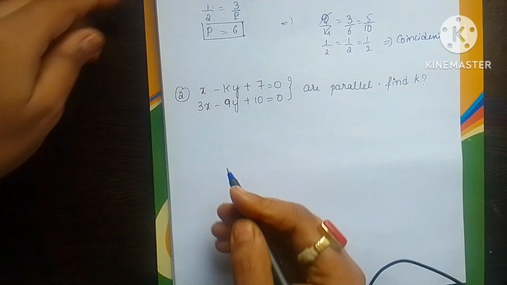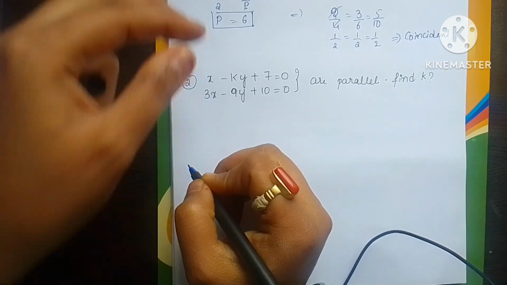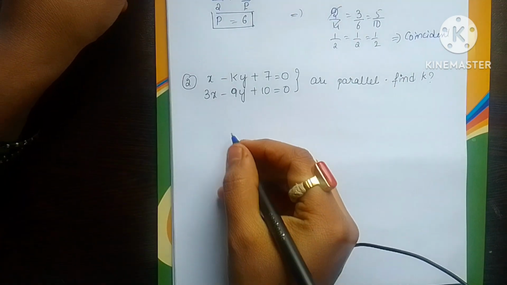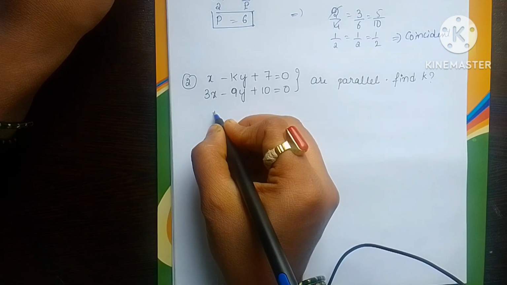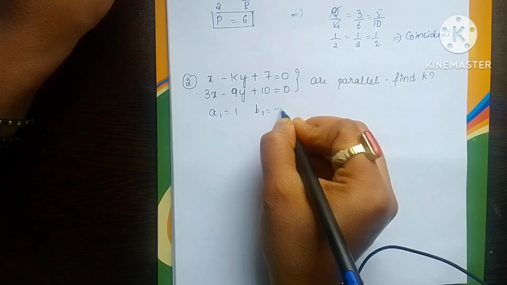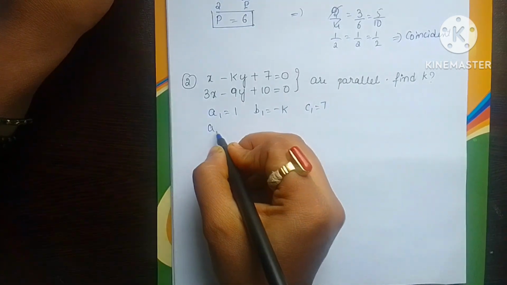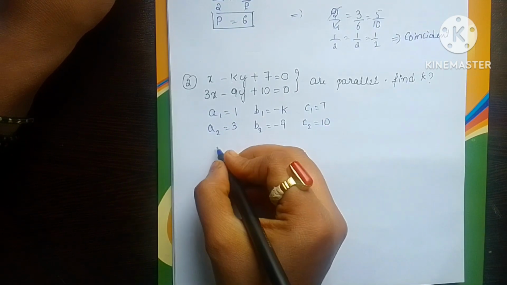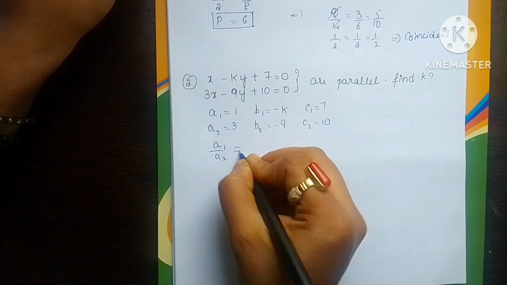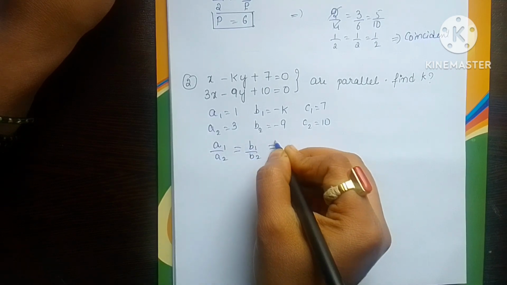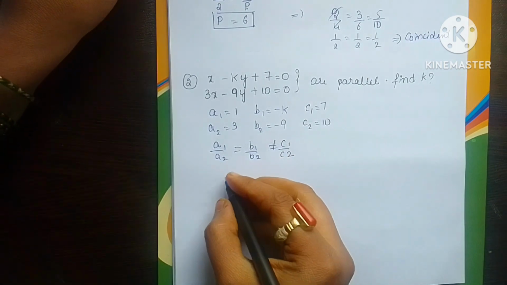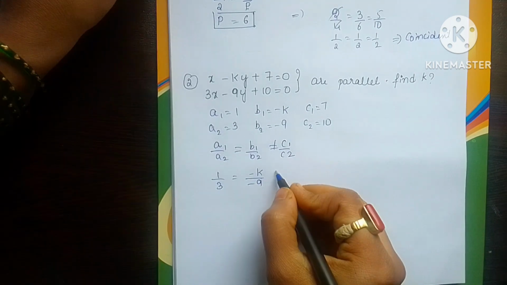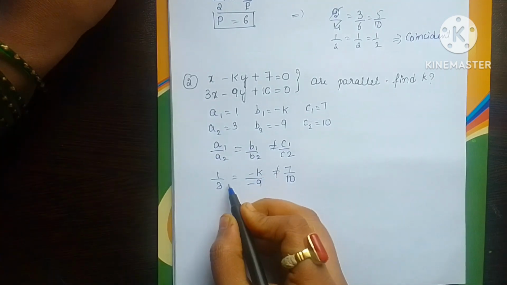The next question they have given is on parallel lines. So for parallel lines, what is the condition? a1 by a2 is equal to b1 by b2 and not equal to c1 by c2. First, a1 is 1, b1 is minus k, c1 is 7, a2 is 3, b2 is minus 9, c2 is 10. So 1 by 3 is equal to minus k by minus 9, not equal to 7 by 10. So we will equate this.